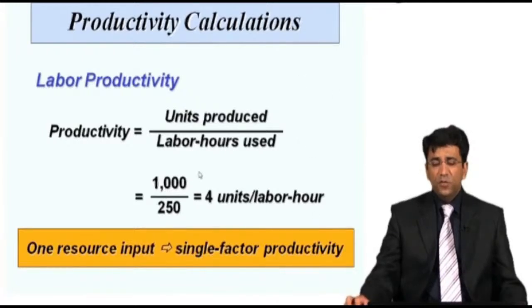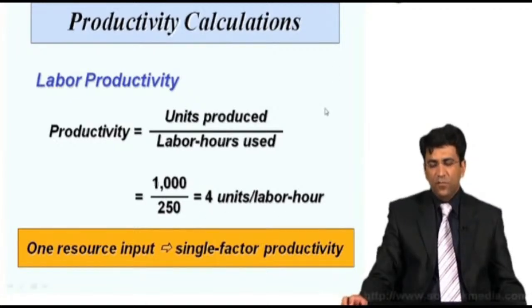Now students, let's suppose there are 1000 units being produced in some organization, and these units are being produced by consuming 250 labor hours. So if we put these two values in the formula, that is the output over input, in this particular case 1000 is our output and 250 hours, that is the labor hours, is our input. So our productivity will be equal to 1000 over 250, that will be 4 units per labor hour.